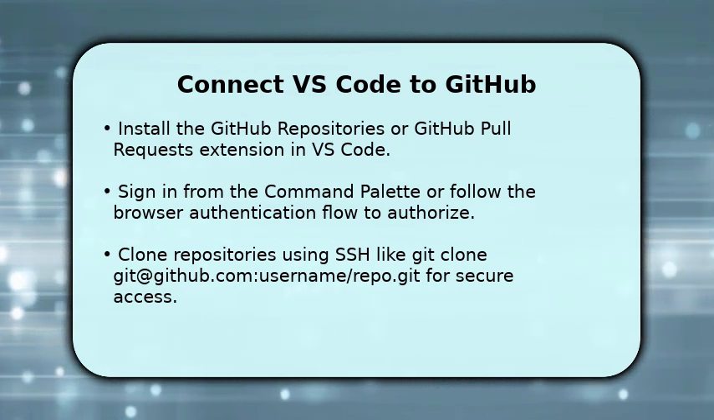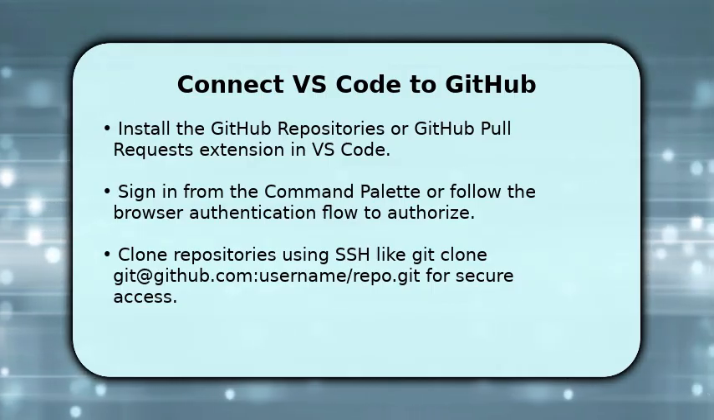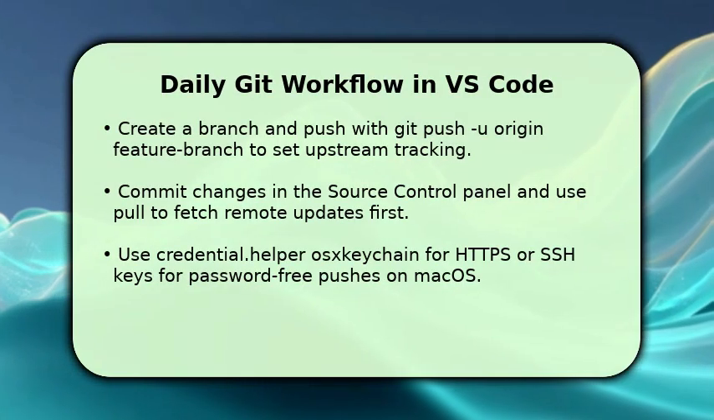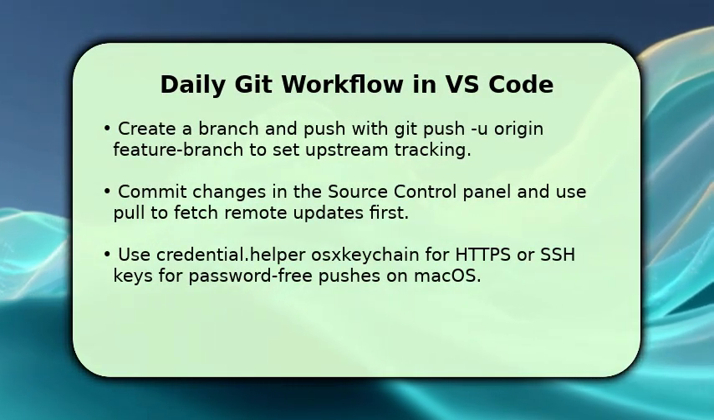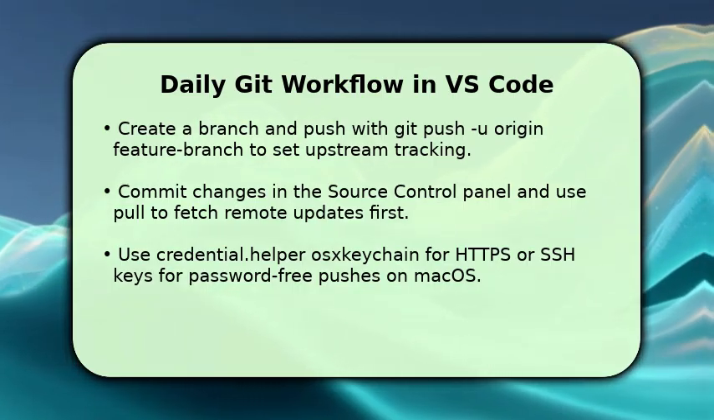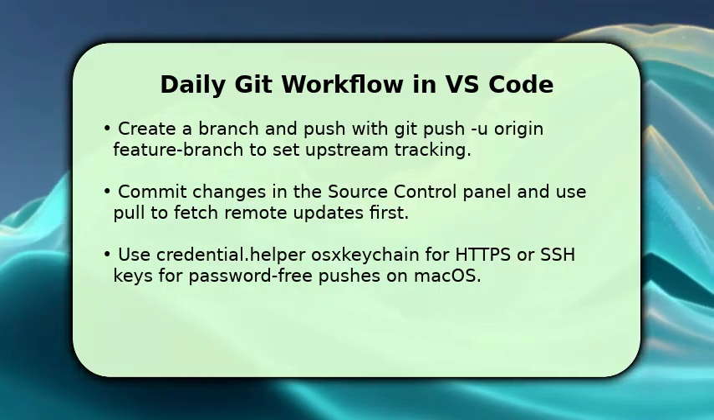Open the cloned folder in VS Code and confirm the Git status appears in the source control panel and bottom status bar. Start by creating a branch in Terminal or the source control panel with git checkout -b feature-branch. Stage changes visually in VS Code and write a clear commit message before clicking the checkmark to commit.